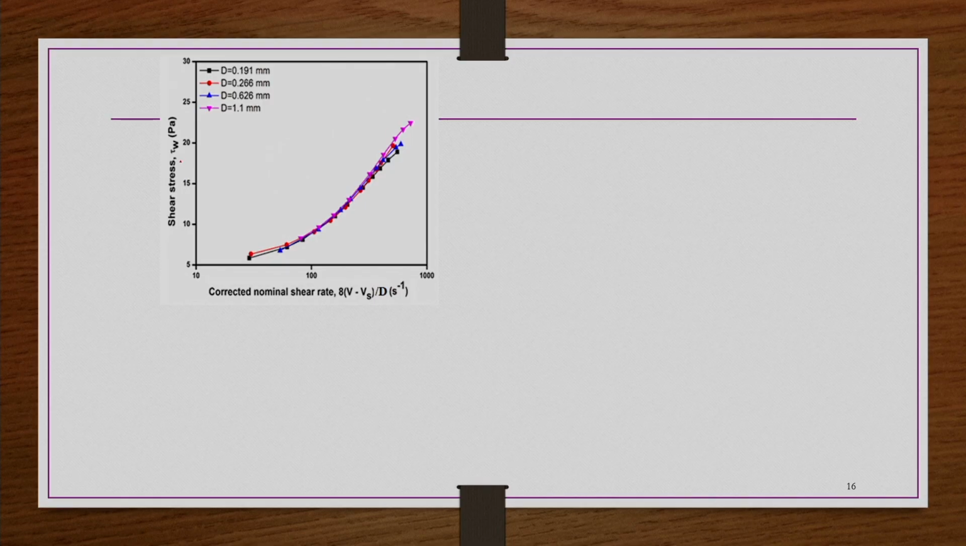Now, if you plot shear stress tau W versus 8V minus Vs by D, not 8V by D, which is nothing but the corrected nominal shear rate, it is still not the true shear rate, but after making the wall slip correction, you can see that the change in capillary diameter is not showing any significant effect. Slightly there is some, but that may be coming from the interpolations, etc.